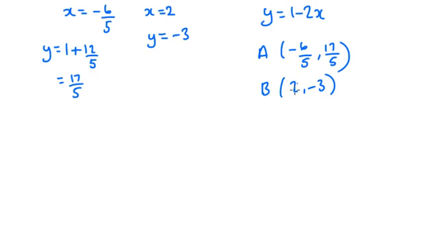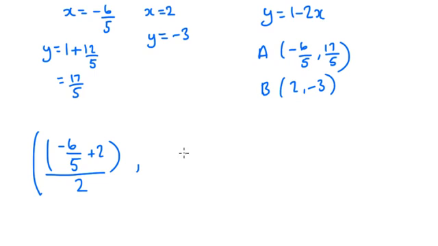Now we need to find the midpoint of those 2 points. So to find the midpoint, we add the x's up and divide by 2 to get the x part of the midpoint, and the same for the y's. Add the y's up, divide by 2. So we need to do minus 6 over 5 plus 2 divided by 2. That's going to give me the x coordinate, and 17 over 5 plus 3, no, take away 3, divided by 2 will give me the y. So how are we going to do that?